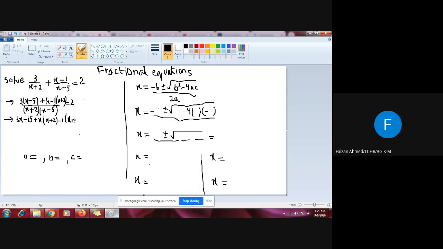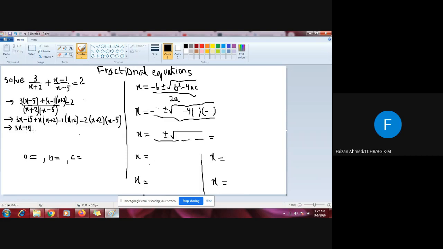I will close the bracket, and now I will shift the whole denominator to the other side. So it will be like this: 2 will be multiplied with x plus 2, and this will be x minus 5 as it is. I'm not doing it directly, I'm just showing it to you step by step so that you can understand. So now moving on to the simplification again, this will be 3x as it is, and minus 15, and now I will multiply the brackets.